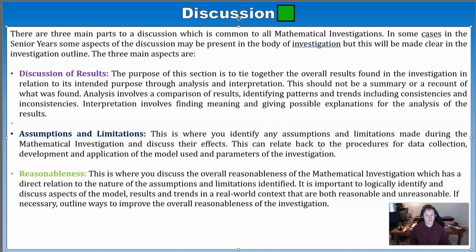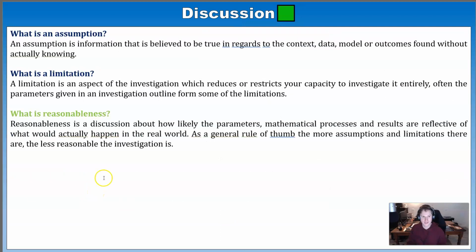Then you have assumptions and limitations, where you identify these and discuss their effects. This can relate back to procedures for data collection, development and application of the model used, and the parameters of the investigation. And then reasonableness, where you can discuss reasonableness of the investigation, which has a direct relation to the nature of the assumptions and limitations identified. So the reasonableness connects with the assumptions and limitations. It's important to logically identify and discuss aspects of the model, the results and the trends in a real-world context that are both reasonable and unreasonable. If necessary, outline ways to improve the reasonableness. So let's delve into this in a bit more detail.